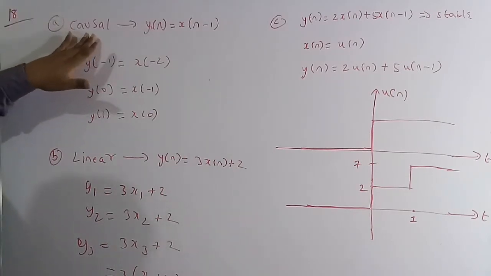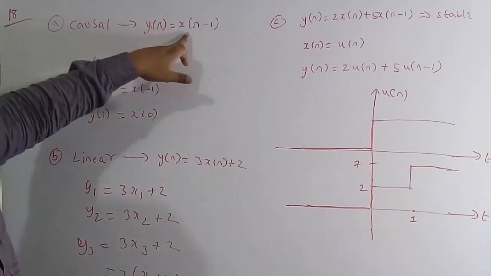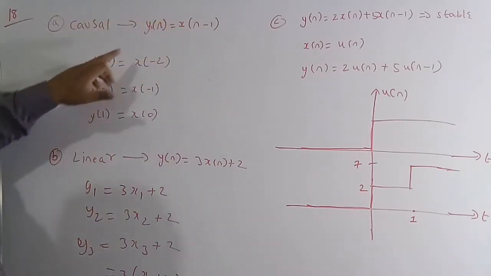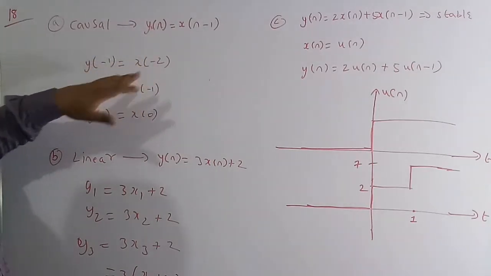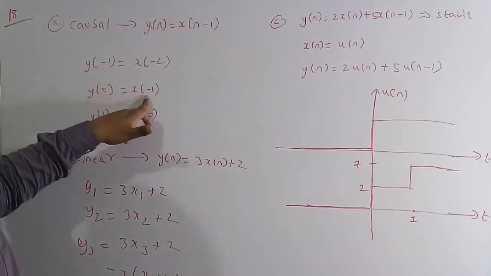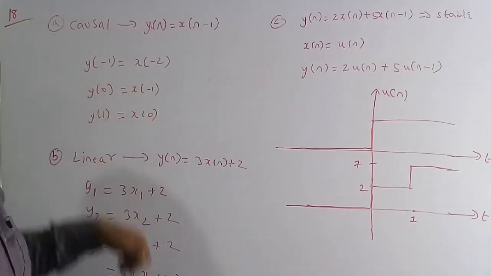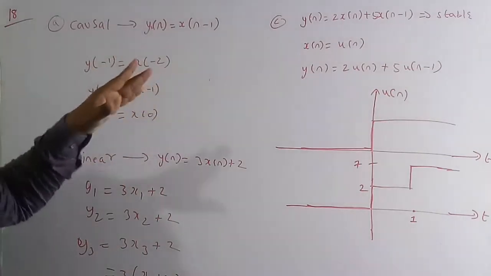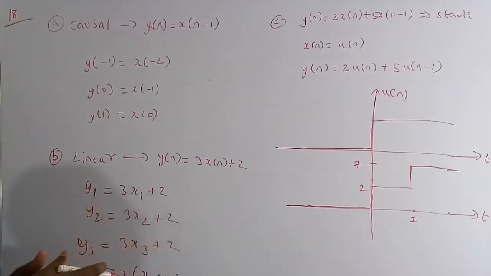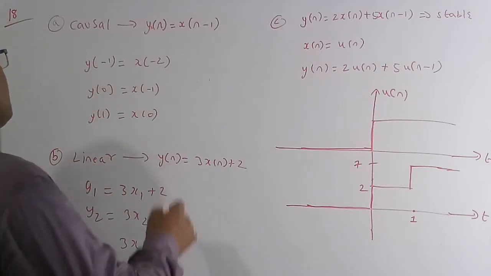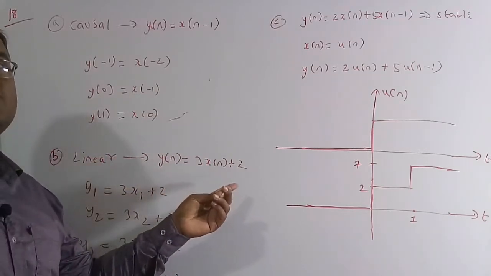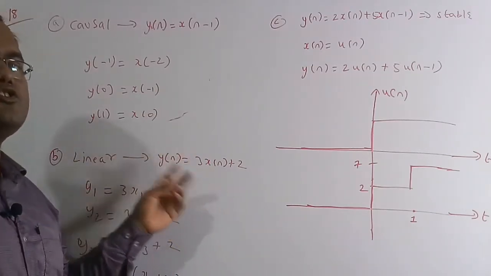Option A is given as a causal system, y of n equal to x of n minus 1. We need to figure out whether this is causal or non-causal. If you substitute n equal to minus 1, we get x of minus 2. For y of 0, we get x of minus 1, and for y of 1, we get x of 0. From this we can conclude that the output depends upon the past input but not on the future input. Whenever any output is independent of the future input, the system is said to be a causal system. So this is a correct one. For option B, they have given this as linear, y of n equal to 3x plus 2. I have told you that whenever the input is 0, the output has to be equal to 0.